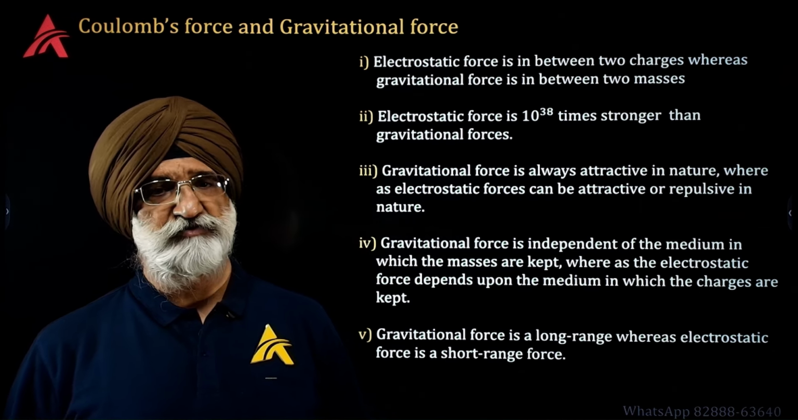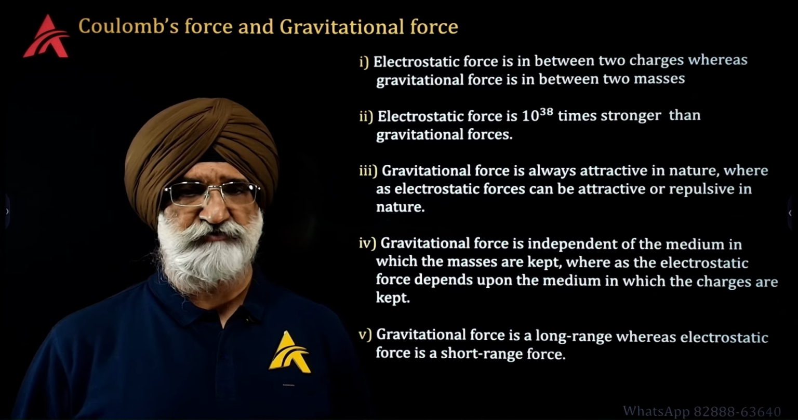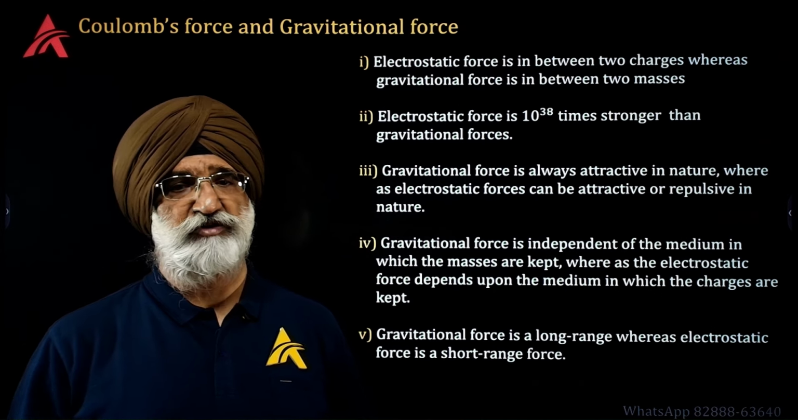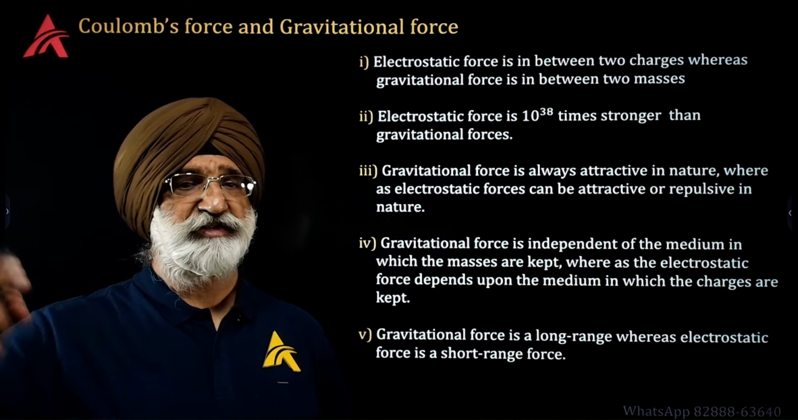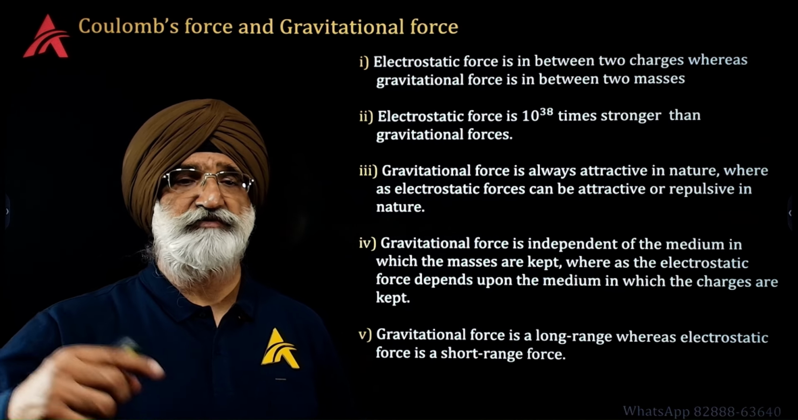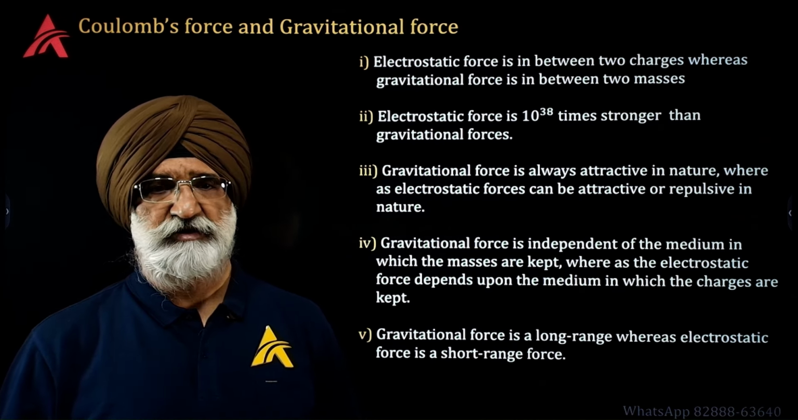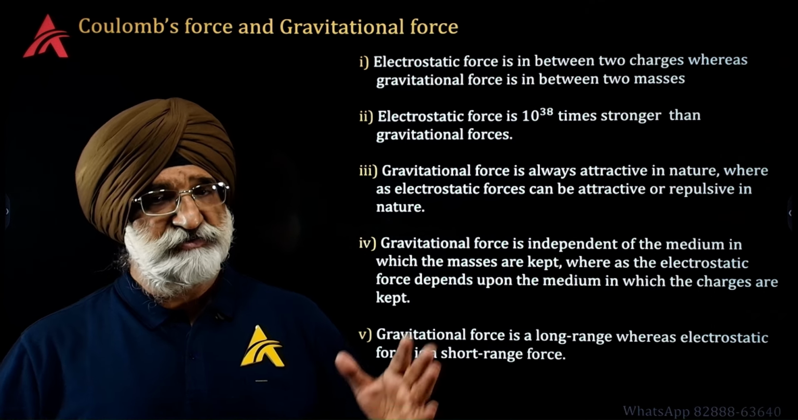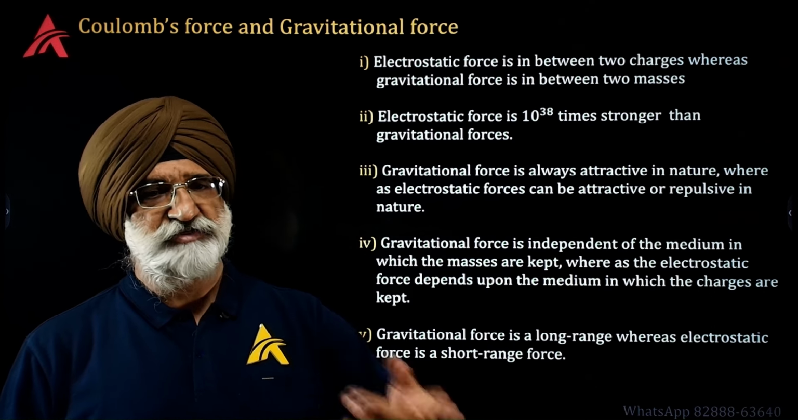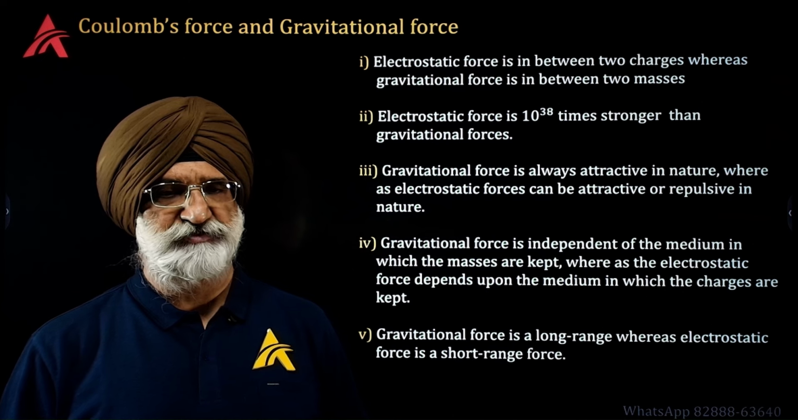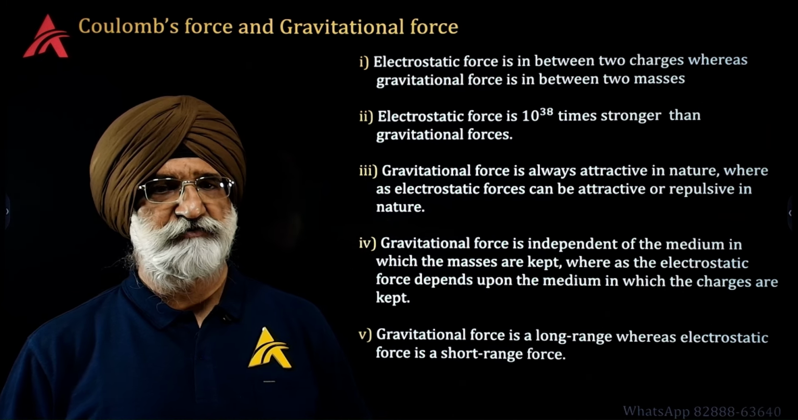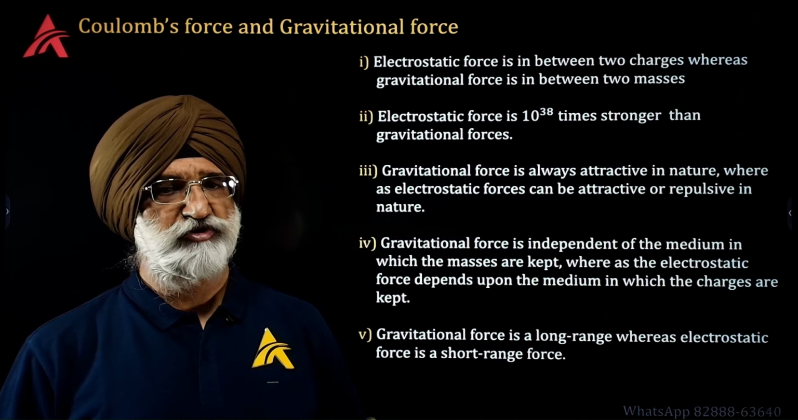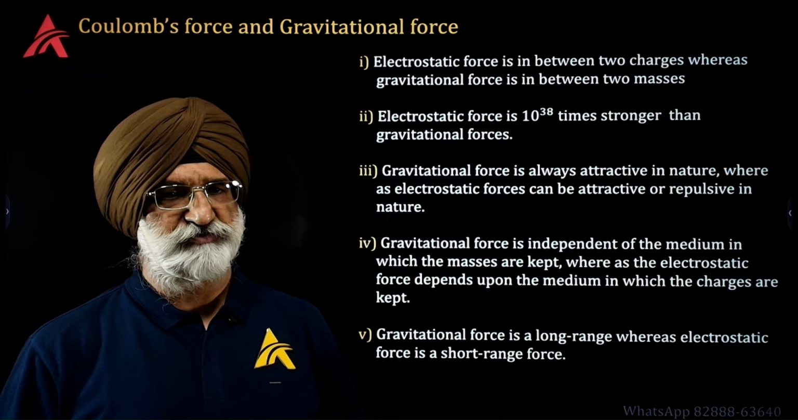The gravitational force is a very long-range force. The gravitational pull of the Sun will extend till infinity. It will extend to a very large distance, whereas the electrostatic force is a very short-range force as compared to gravitational force. These are a few differences between Coulomb's force and gravitational force.